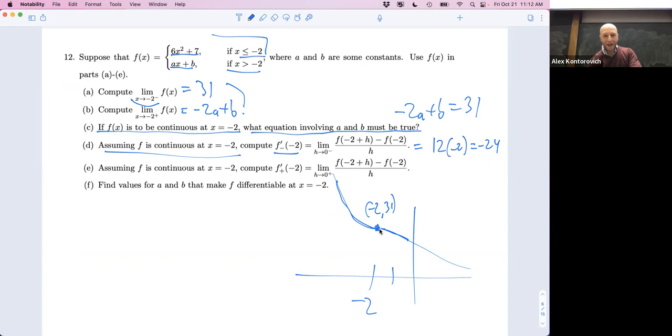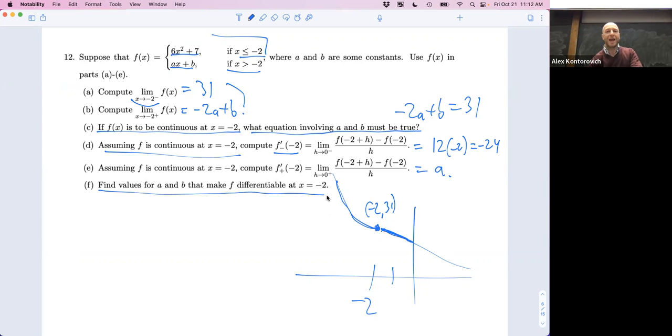Assuming f is continuous, again, assuming that this equation is satisfied, so we can say what f of negative 2 is, compute this derivative from above. From above, the derivative will be a, right? Everybody sees. Okay, so this is a.